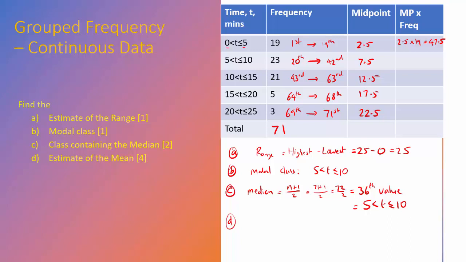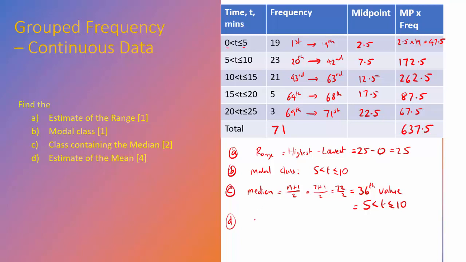For this one we will do 7.5 times 23. Make sure you use a calculator. 172.5. The next one would be 12.5 times 21, which is 262.5. 17.5 times 5 is 87.5. 22.5 times 3 is 67.5. Then we total up this final column, the midpoint times frequency column, and the grand total of this is 637.5.